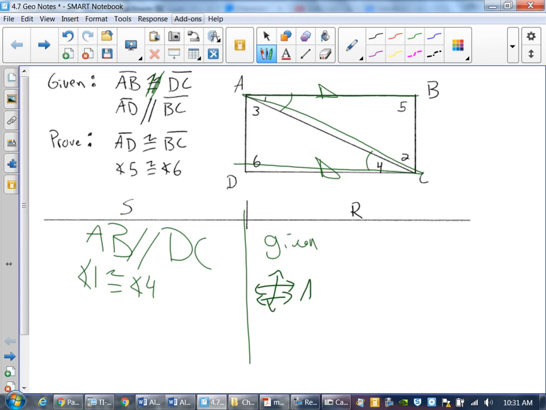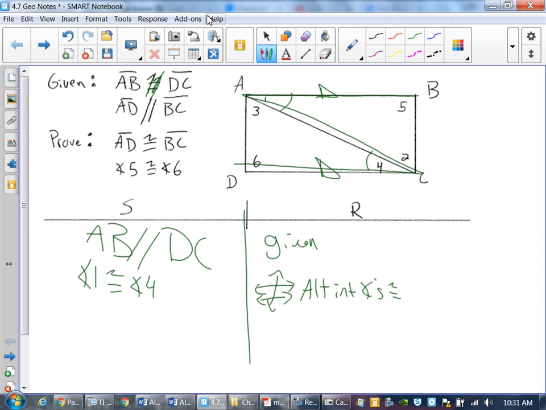Wait, is it okay if we did do lettering? Yeah, that's fine. Alternate interior angles are congruent. Okay. All I'm saying is that if it has numbers, it just makes your life easier. That's all. But you can't just write in numbers if they're not there.